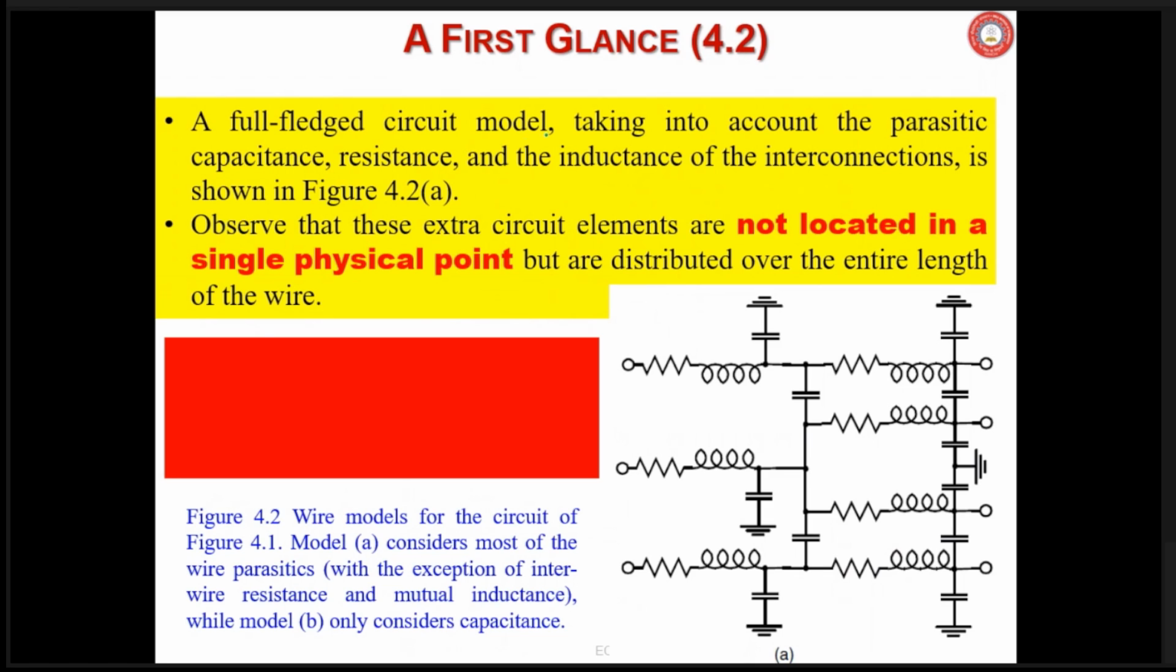See, a full-fledged circuit model taking into account the parasitic capacitance, resistance, and inductance of the interconnection is shown in this figure. Resistance, inductance, capacitance are shown. Some of the capacitances are grounded capacitances like this one and this one, but some of them are floating capacitances. Observe that these extra circuit elements are not located at a single physical point. They are distributed all over. But for demonstration purposes, we are showing them as lumped capacitance or resistance.